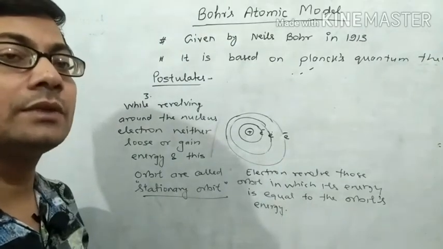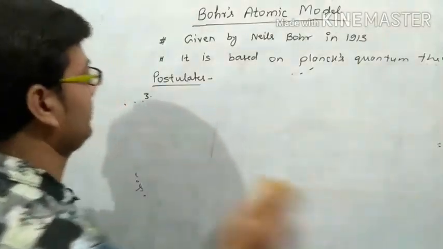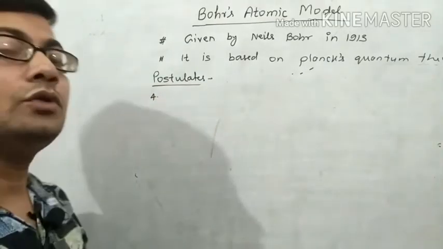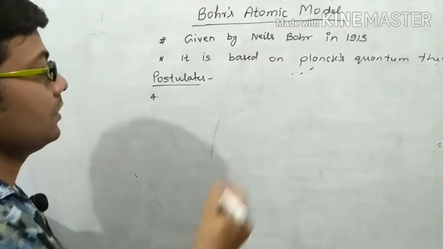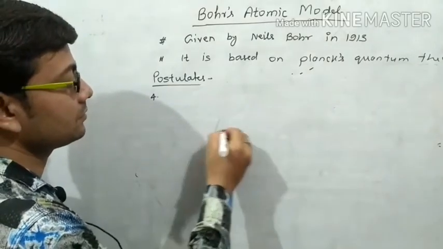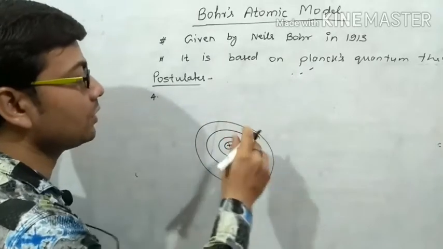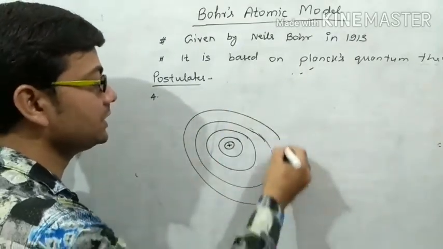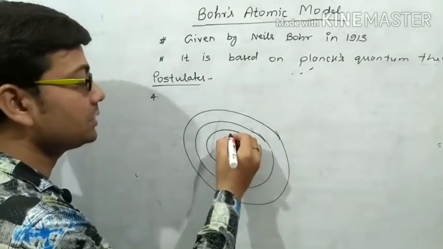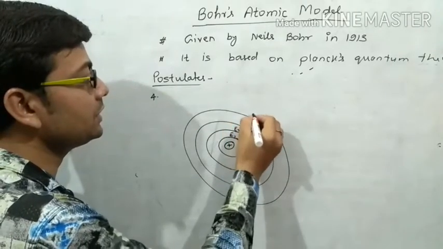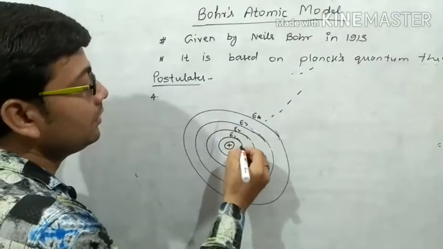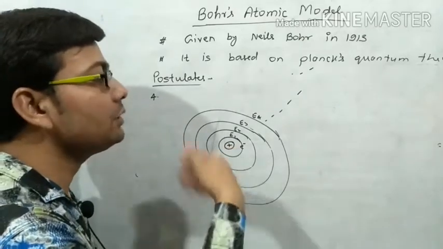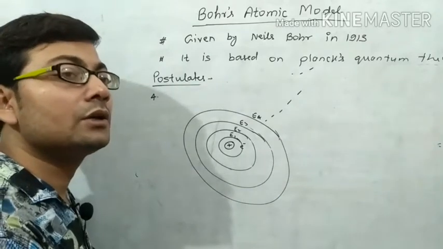Now the fourth postulate of Bohr's atomic model. Fourth postulate: when an electron loses or gains energy... Actually, this is the nucleus, and these are circular orbits around the nucleus. These are also called stationary orbits because in them the electron revolves and neither loses nor gains energy. That's why it is called a stationary orbit. Clear? These orbits have innermost E1 energy, E2 energy, E3 energy, E4 energy, and so on. If an electron changes its state, meaning from one energy level to another energy level, then it gains or loses energy.